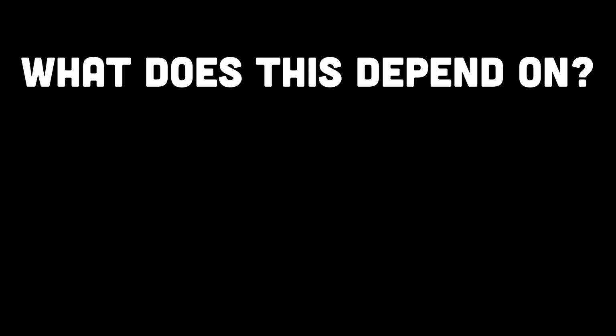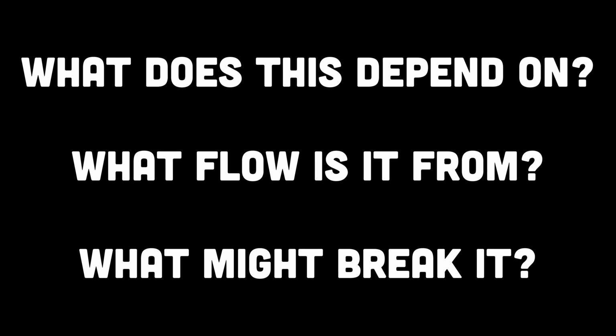Then, of course, there's refactoring, right? Before we touch the code, we can now ask, what does this code depend on? What flow does it belong to? What might break if it moves? That is how you avoid turning a one-line change into a major event.